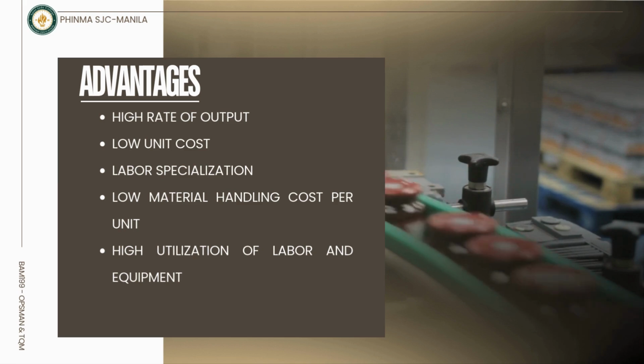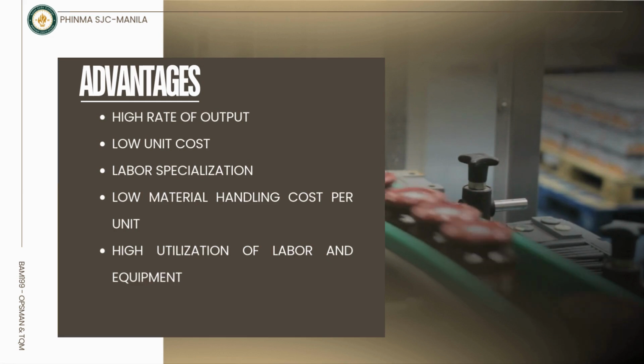Labor specialization: they would be able to know and specialize in a specific process since they are stationed in one specific location. Let's say, for example, it's a medicine. They will need to separate the medicines that are being manufactured on the production line. So they need to make sure that it's properly set.